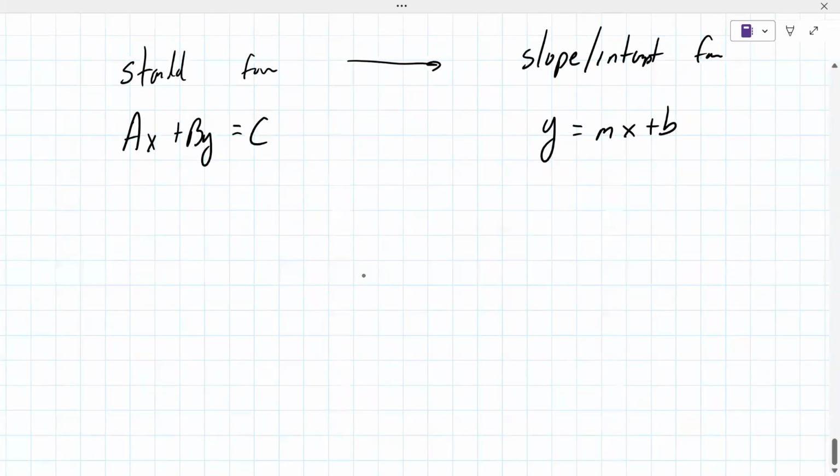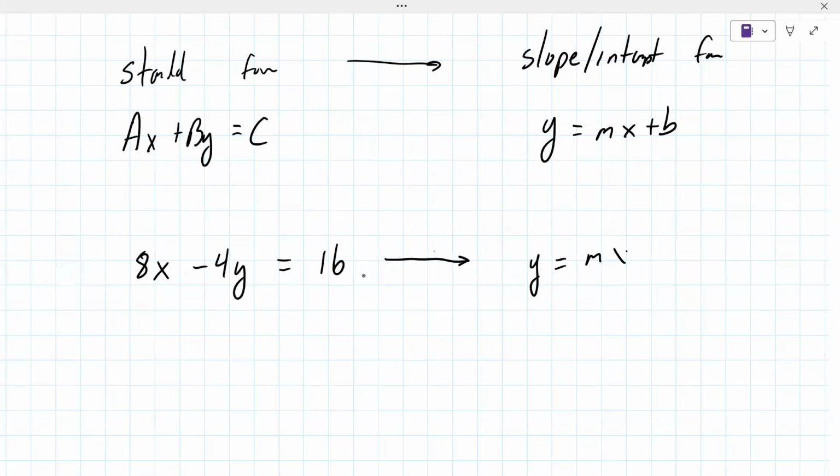Let's go 2x, sorry, bad choices here. 8x minus 4y equals 16. Okay. And I want you, just like we're doing here, to put this into slope-intercept form.